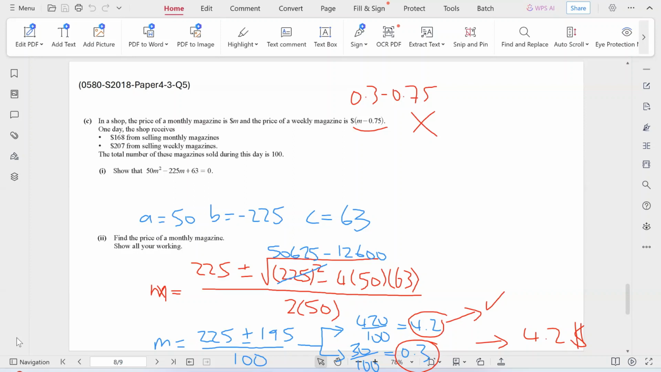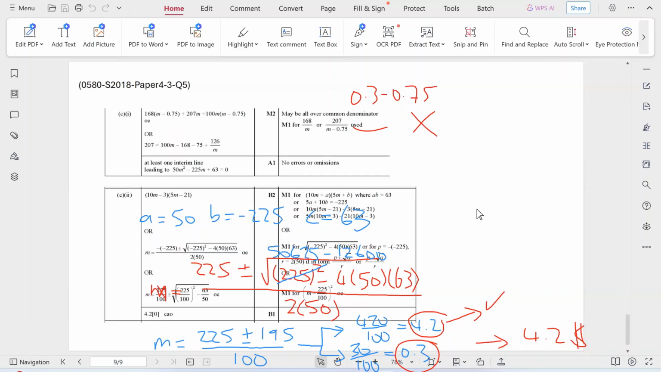So let's check the marking scheme. And thankfully, we have the correct answer here.